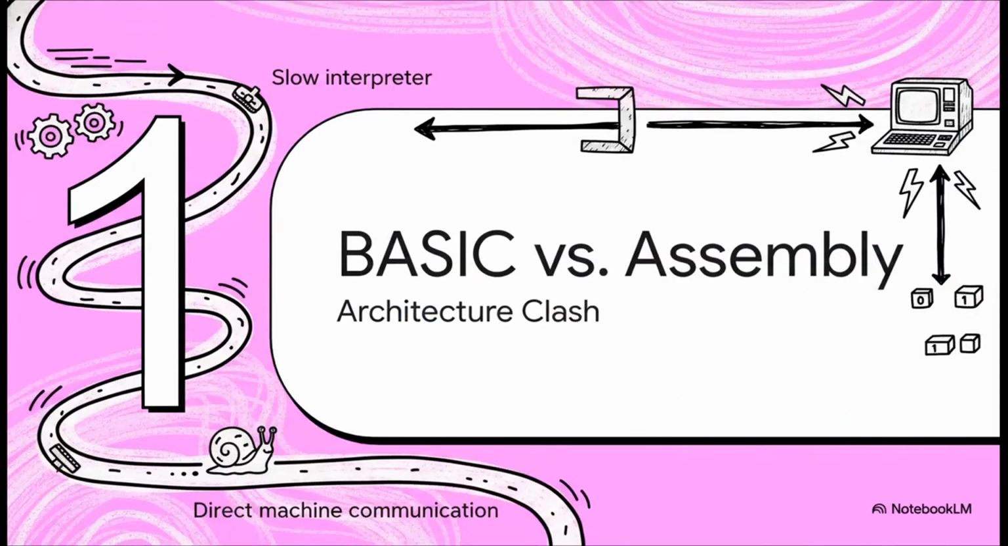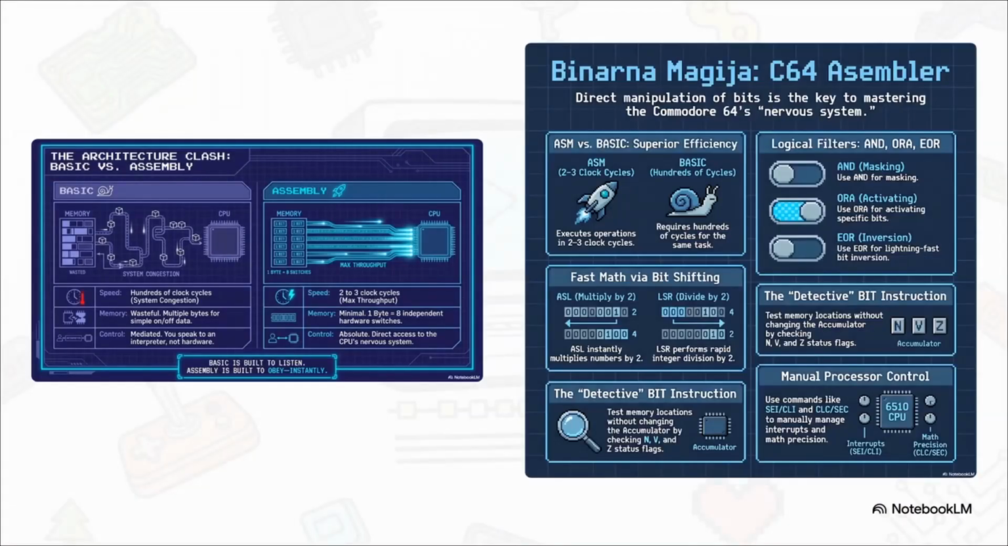Let's just dive right into Section 1, BASIC versus Assembly, the ultimate architecture clash. So the sheer contrast in processing speed here is pretty staggering. I mean, if you've ever tried to write a fast action game in BASIC, you already know the frustration, right? BASIC is kind of like that sluggish snail. It wastes literally hundreds of clock cycles just mediating and translating your commands. But assembly is the rocket ship. It executes operations in just 2 or 3 processor ticks. Why? Because you are directly commanding the hardware, no middleman.